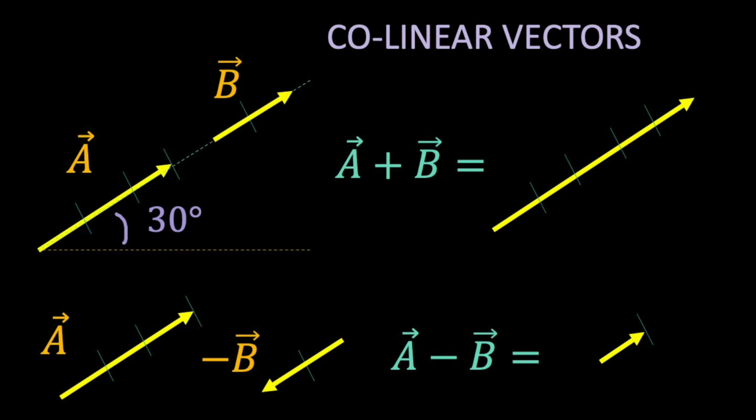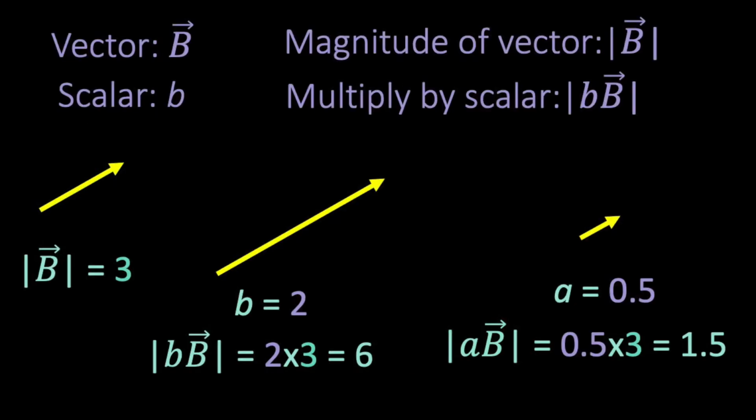Here's some quick facts. If vectors are collinear, meaning they have the same line of action, we can add and subtract them like numbers on a number line. When we multiply a vector by a scalar, we change its magnitude without changing its direction, just like normal number multiplication.